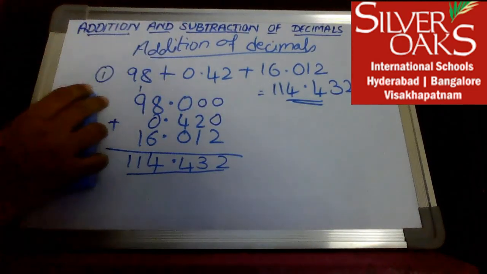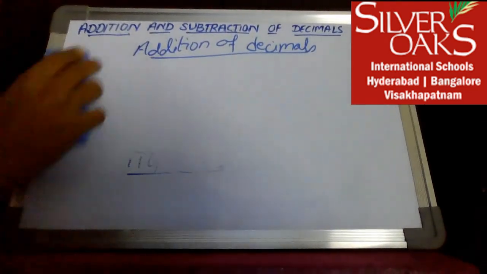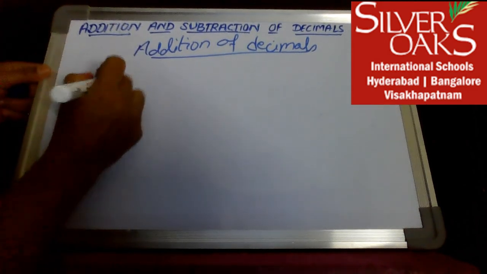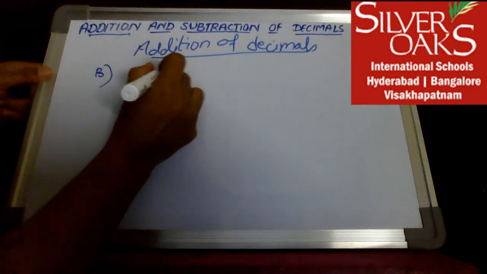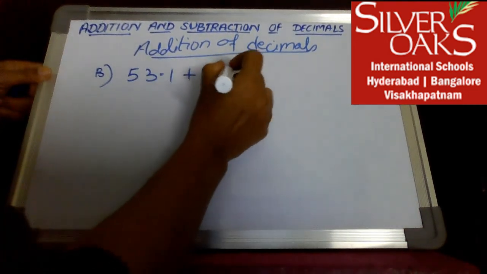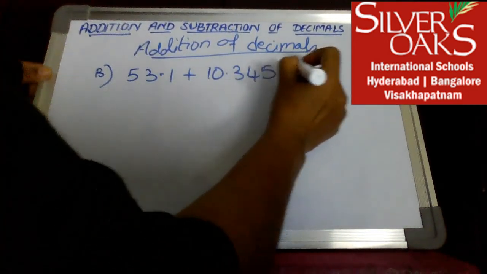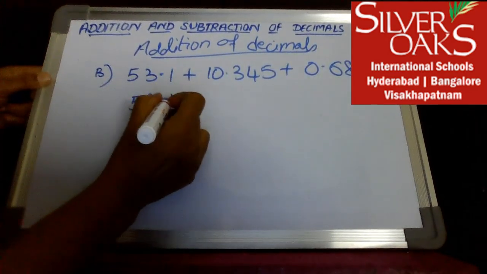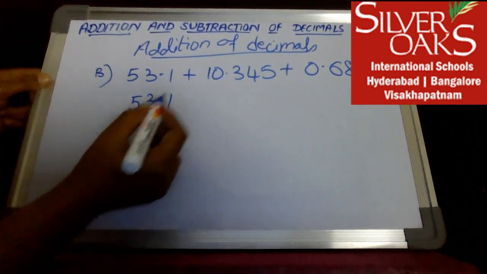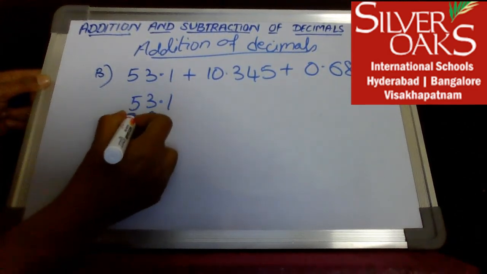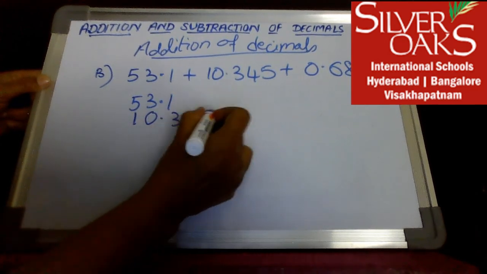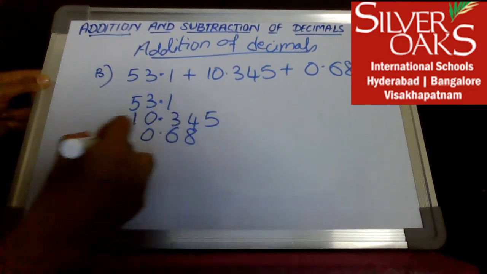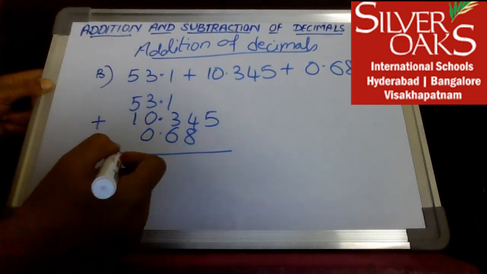Now I'll show another example for you. 53.1 plus 10.345 plus 0.68. So 53.1, so 3 is in ones place. So here 0 is in ones place. So I will place 0 under ones place and then write the remaining digits here. Now again 0 under ones place here, 0.68. So the first rule is done, I have lined up all the decimals.